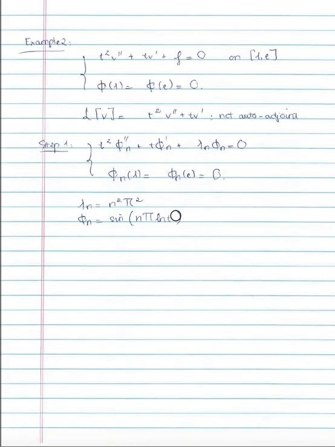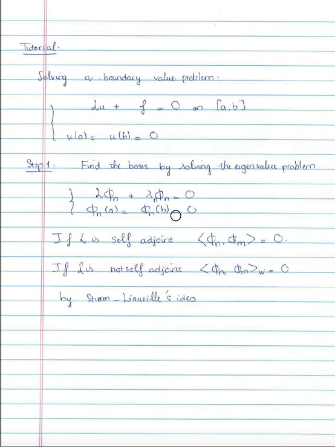Now, the key step here is that the operator L is not self-adjoint, right? So after you find the eigenvalue and the eigenfunction, if the operator is self-adjoint, all of the eigenfunctions are orthogonal. In this case, it is not self-adjoint, so you have to find this weight W such that phi n and phi m are orthogonal in terms of this W.